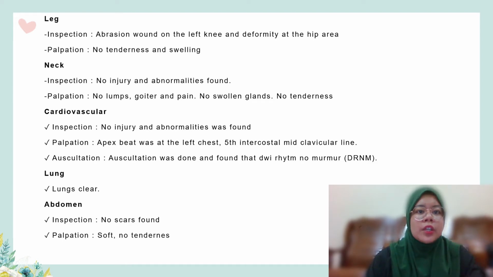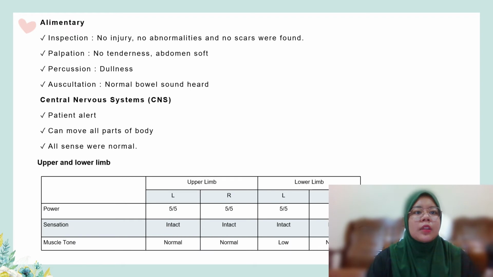At the neck, no injury, no abnormality, no lumps. For cardiovascular, we inspect, no injury and abnormalities. We palpate, apex beat present, and we auscultate, dual rhythm, no murmur, and the lungs are clear. For the abdomen, no scar and no tenderness. After that, we do the respiratory examination, which is inspection, palpation, percussion, and auscultation. Everything we find in the patient is normal.